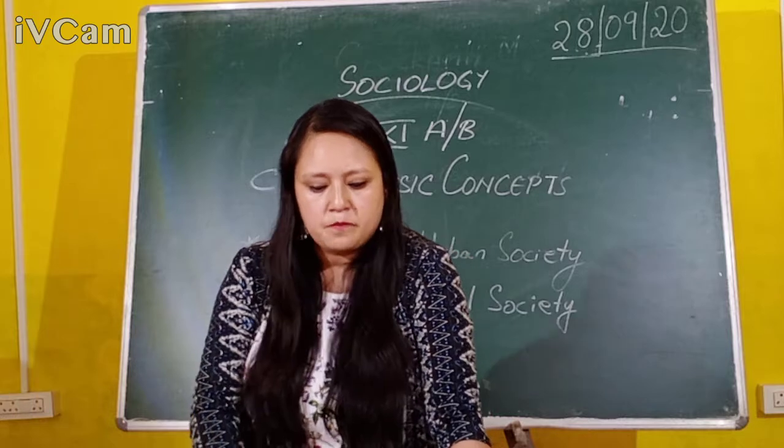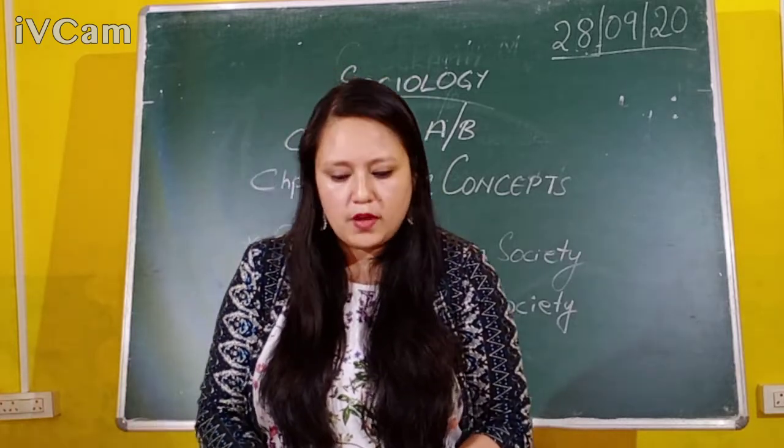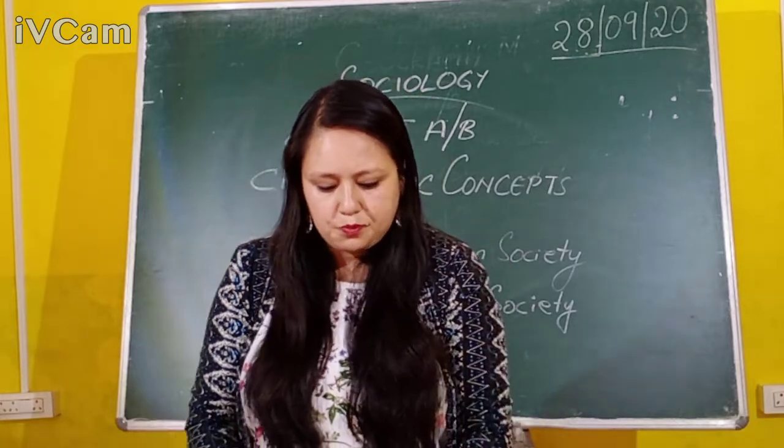All right, okay. So these are the 8 different problems of urban society. Now next we shall be doing the problems of the rural society.